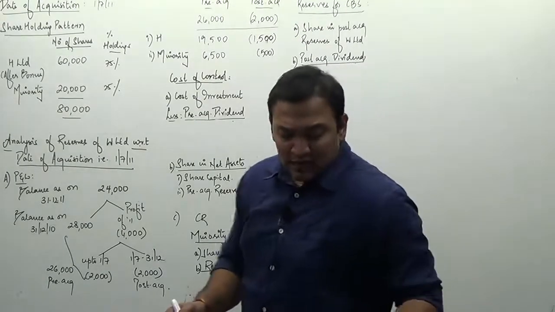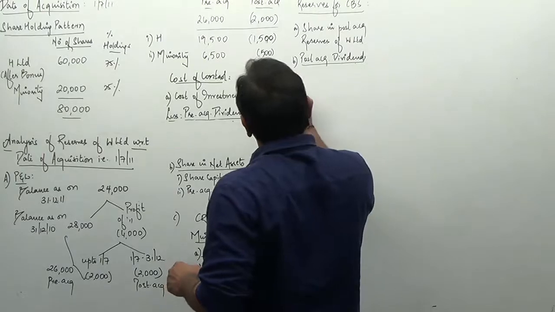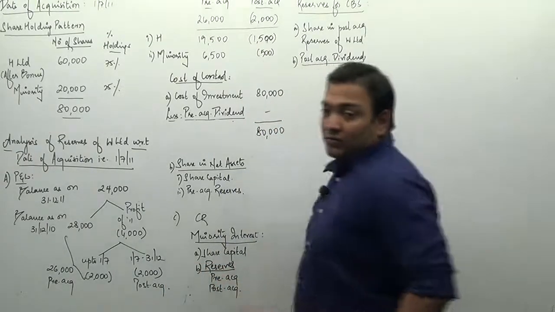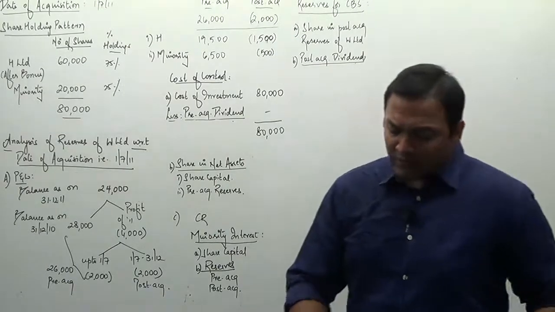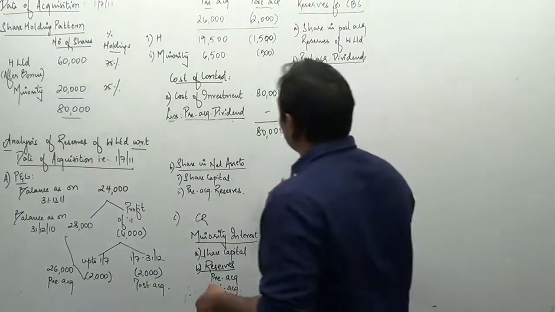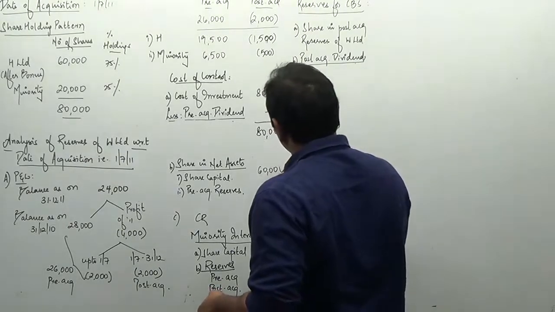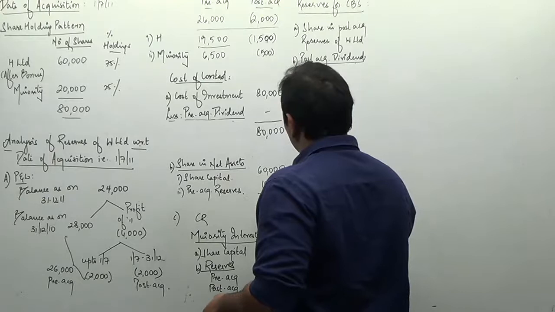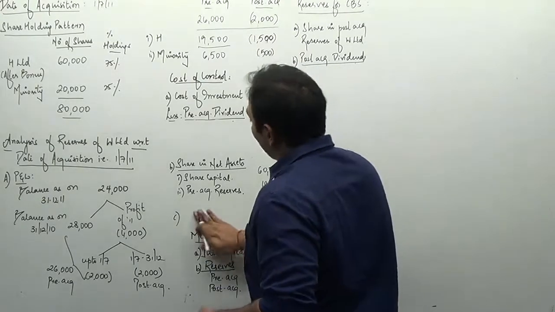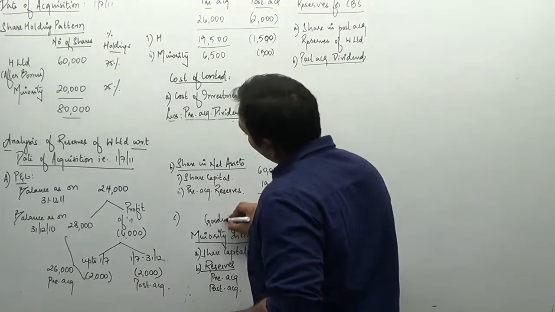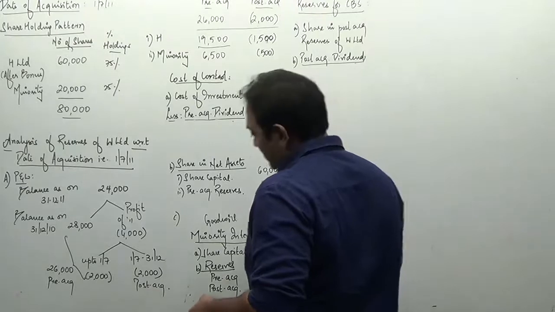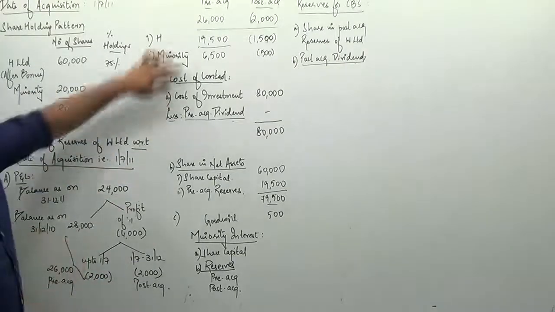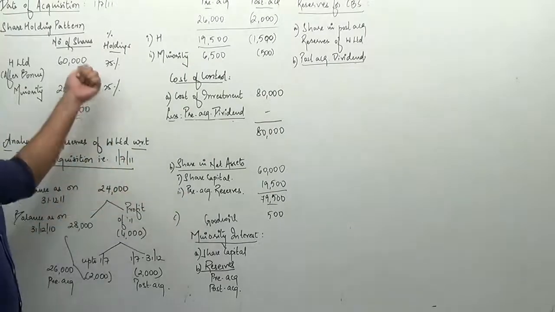Cost of investment, he has acquired it at a cost of 80,000. Pre-acquisition dividend nil, because he clearly said he did not participate in the dividend of 6,000 of 2010. So no pre-acquisition dividend. Share in net assets, share capital is 60,000. This is 19,500 pre-acquisition. Total is 79,500. That means I will get a goodwill of 500. I have taken this 19,500 as pre-acquisition reserve and 60,000 as share capital.